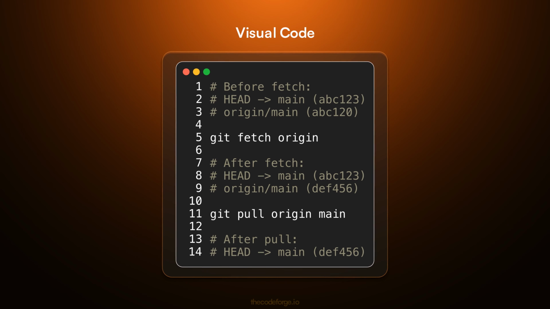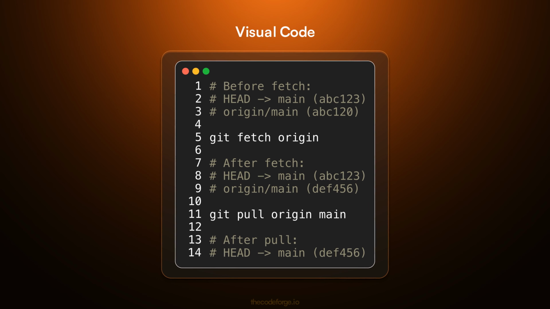This code shows the state changes. Before fetch, your local and remote refs differ. After fetch, only the remote ref updates. After pull, your local ref updates to match.